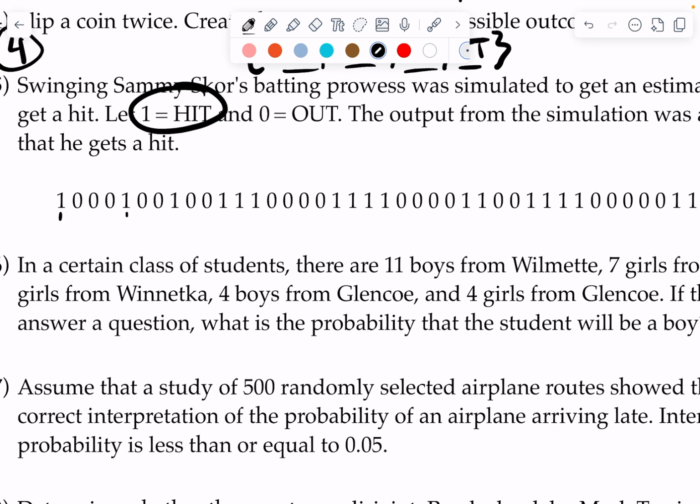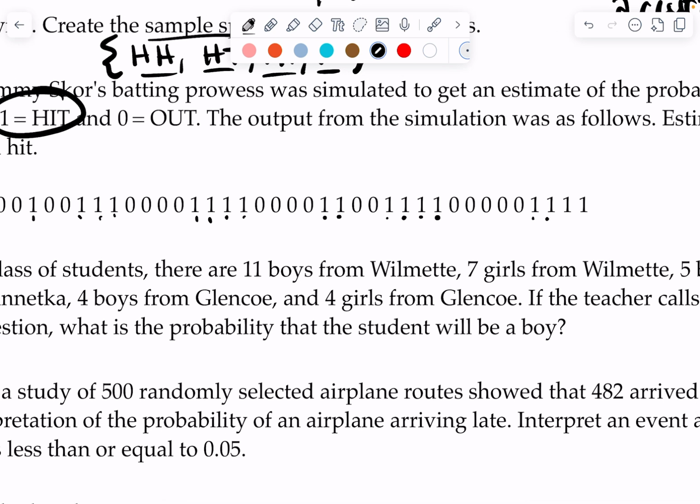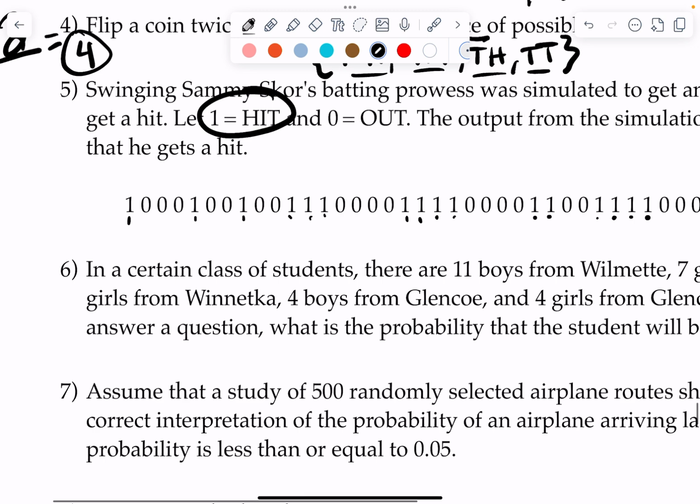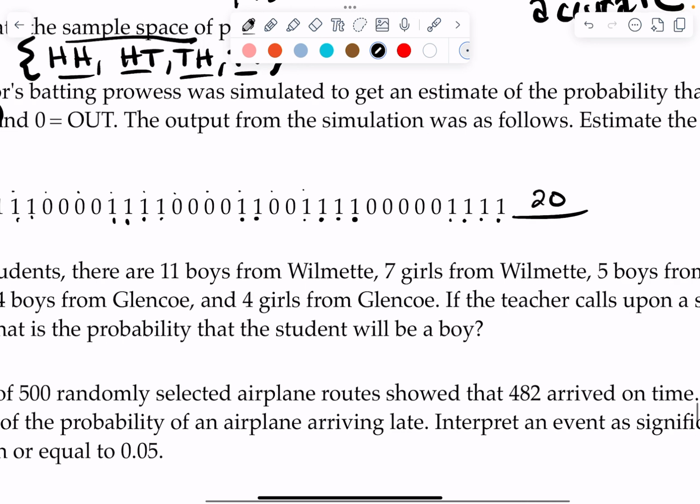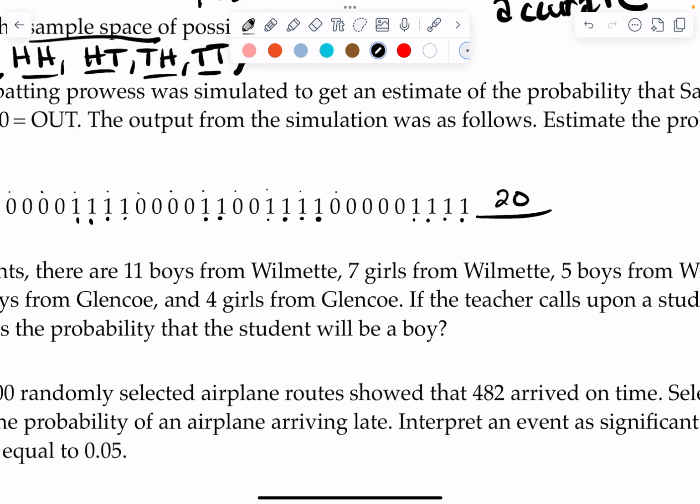1, 2, 3, 4, 5, 6, 7, 8, 9, 10, 11, 12, 13, 14, 15, 16, 17, 18, 19, 20. 20 out of, I don't know how many. 2, 4, 6, 8, 10, 12, 14, 16, 18, 20, 22, 24, 26, 28, 30, 32, 34, 36, 38, 40, 42.